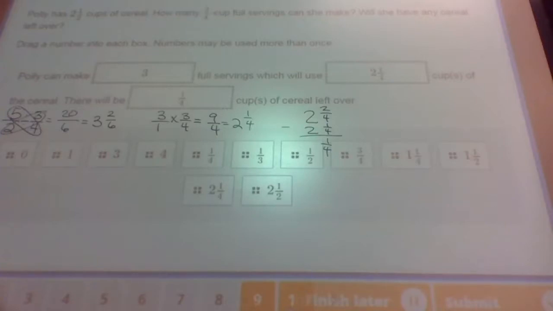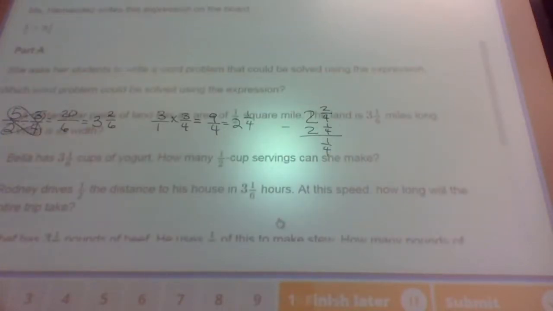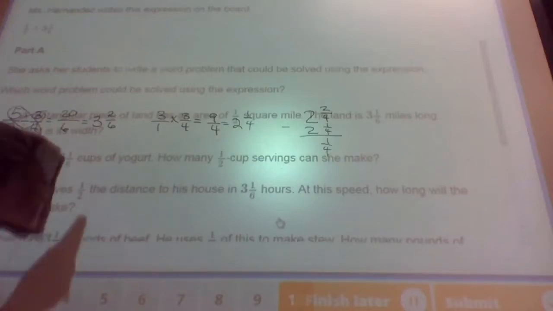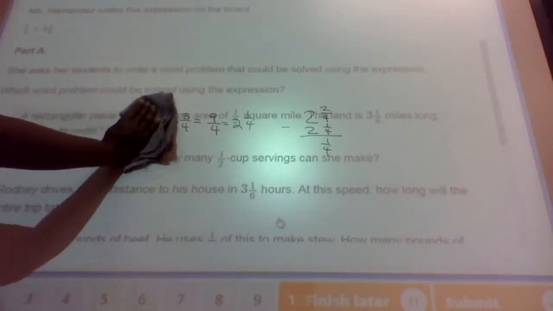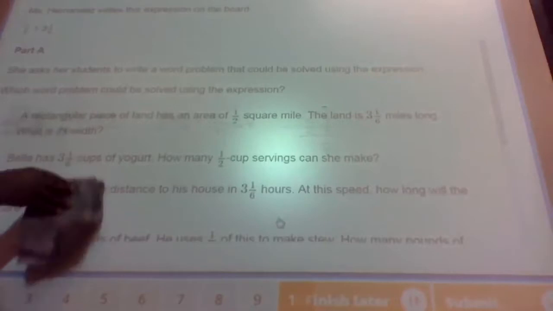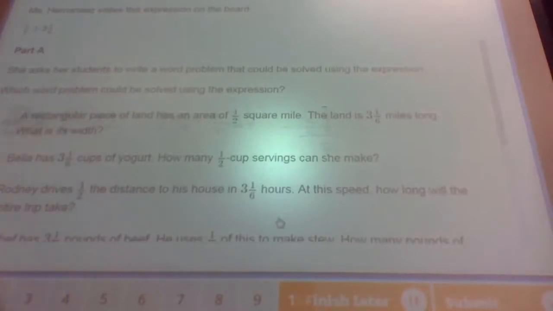All right, last question. All right, Ms. Hernandez writes this expression on the board. She asks her students to write a word problem that could be used solving the expression. Which word problem could be solved using the expression? All right, 1/2 divided by 3 1/6. All right, so let's go look at all of them.